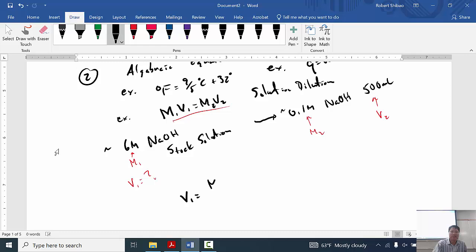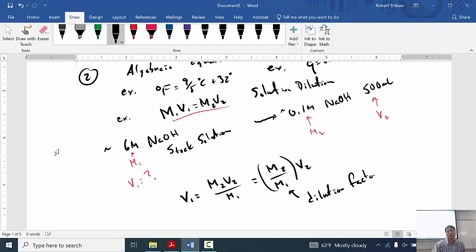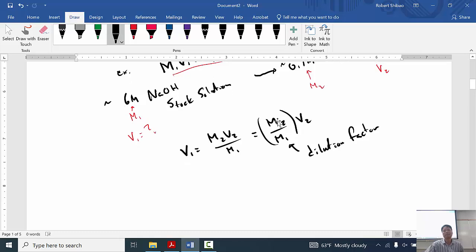V1 is equal to M2 V2 over M1. What I like to do here is I like to have the ratio of molarities here, M2 over M1 like this, times V2. And this first fraction here, the ratio, this is called the dilution factor. So we have different dilution factors. It could be a 1 to 3 dilution or 1 to 2 dilution. If it's a 1 to 2 dilution, the dilution factor is 1/2.